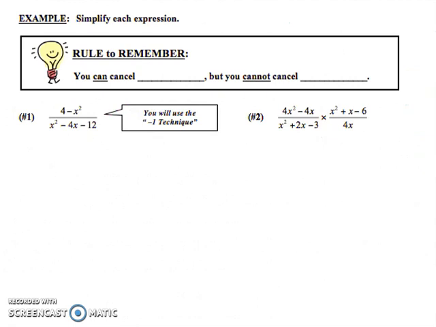Okay, next we are asked to simplify a few expressions. And a rule to remember here, let's talk a little bit about reducing. If you had x over 2x, that can be reduced. You could cross out the x upstairs, cross out the x downstairs, and you'd be left with 1/2.